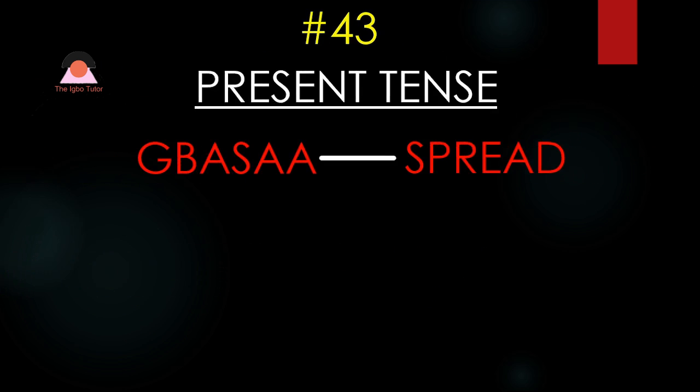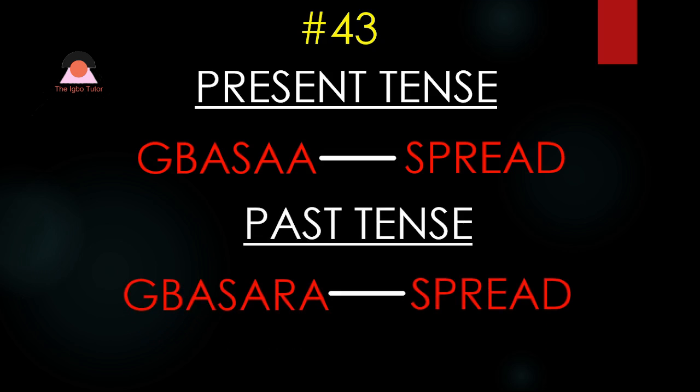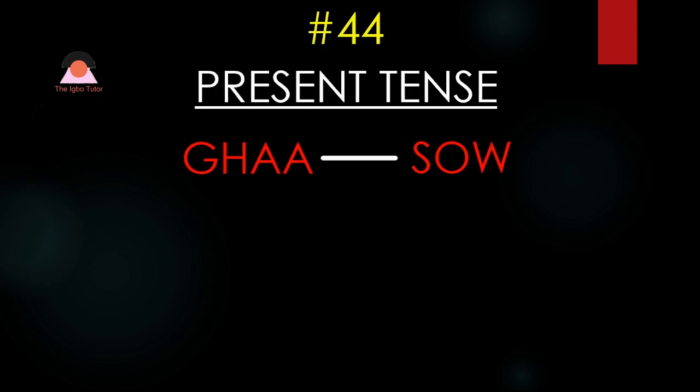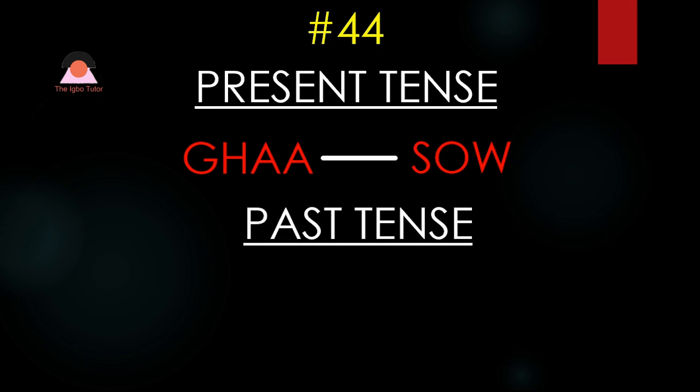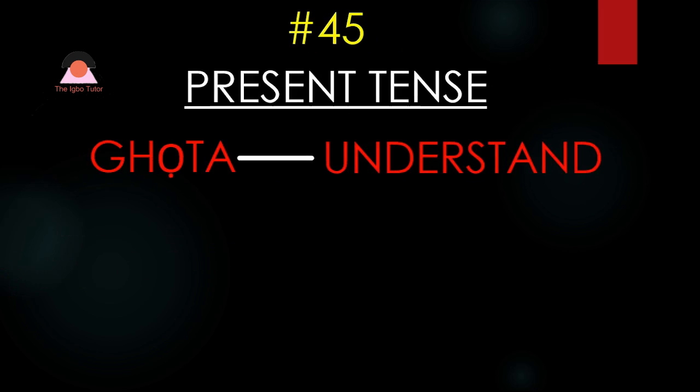Let's go there. 43. The word is basa. Basa meaning spread. What is the past tense of basa? It is basara. Basara, spread. And we'll move on to 44. The word here is ra. Please listen to the sound. Ra, not ga. This is a, gh, ra, meaning sell. And the past tense of ra is rara. Rara, sold.